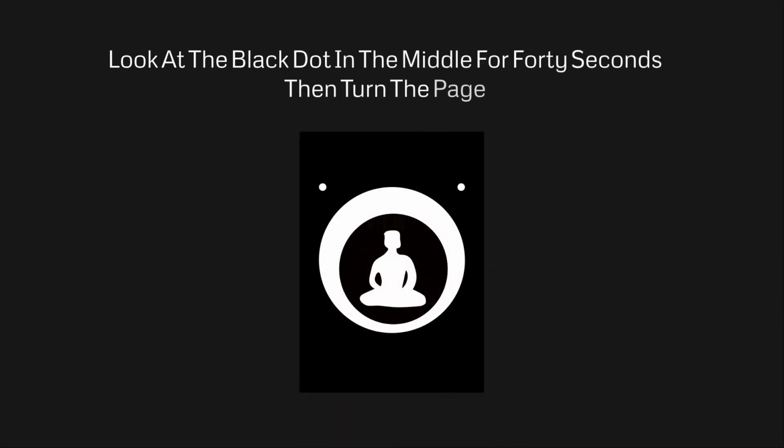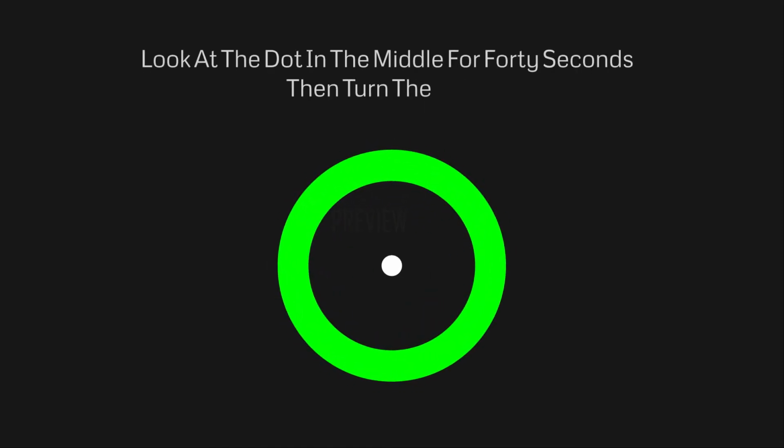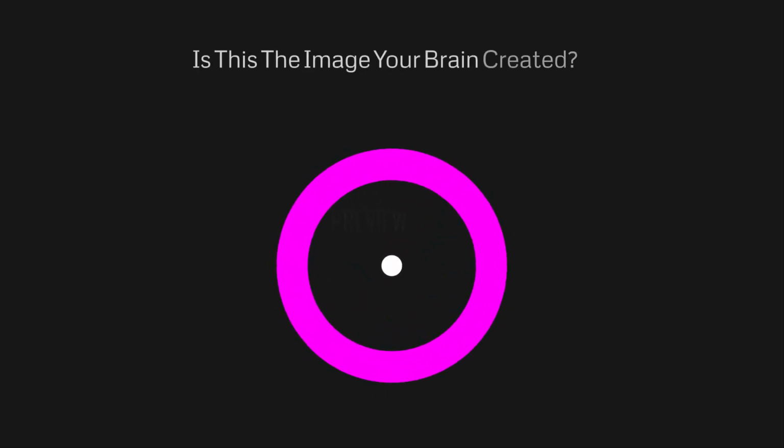Look at the black dot in the middle for 40 seconds, then turn the page. Is this the image your brain created? What do you see?